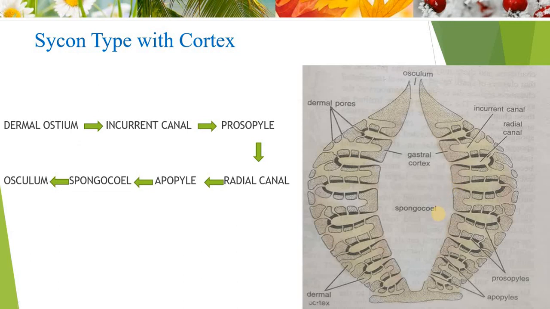In this Sycon type of canal system, the water current follows the following route: dermal ostium or dermal pores. Then it enters into the incurrent canals. From incurrent canals, through prosopyles, it enters into the radial canal. From radial canal, through apopyles, water enters into the spongocoel. From spongocoel, it goes to the outside through osculum.